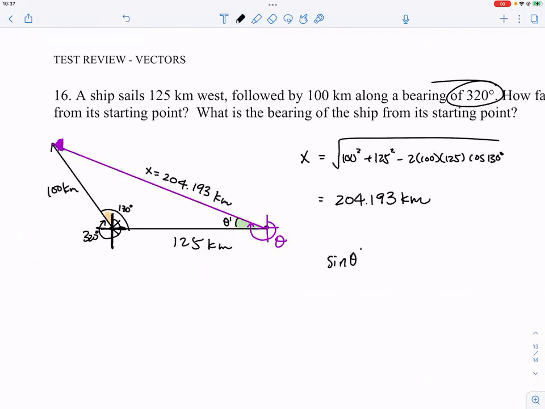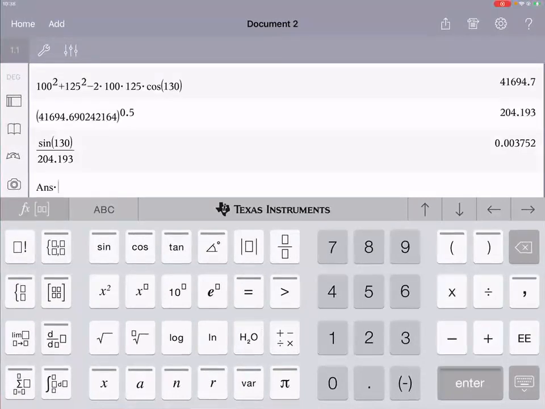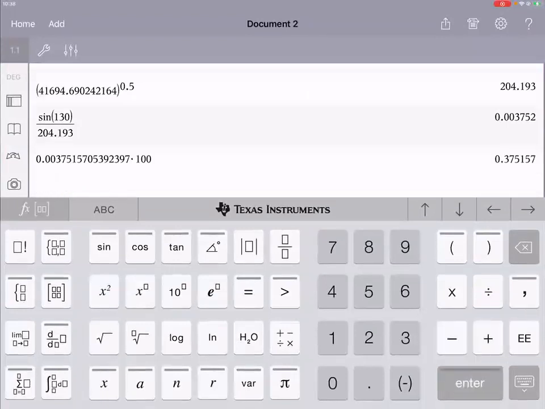We've got some angles and some sides, so let's go ahead and use the law of sines. Sine theta prime over 100 kilometers is equal to sine of 130 degrees over 204.193, the one we just found. So sine of 130 degrees divided by 204.193, and then times 100. Okay, so that's what sine theta prime is.